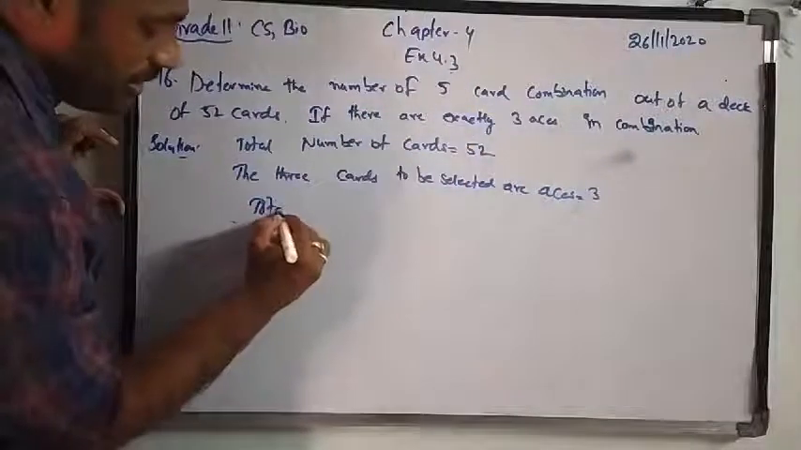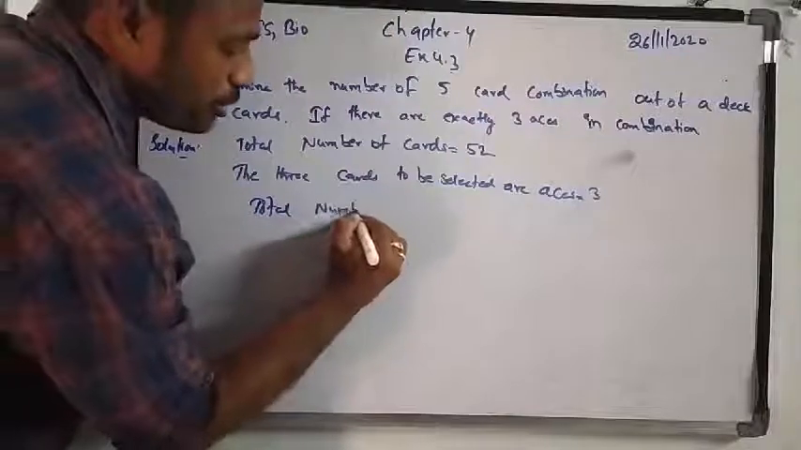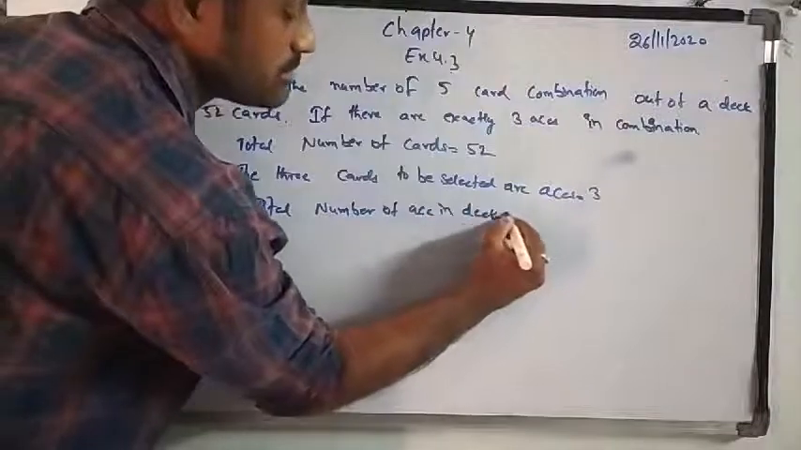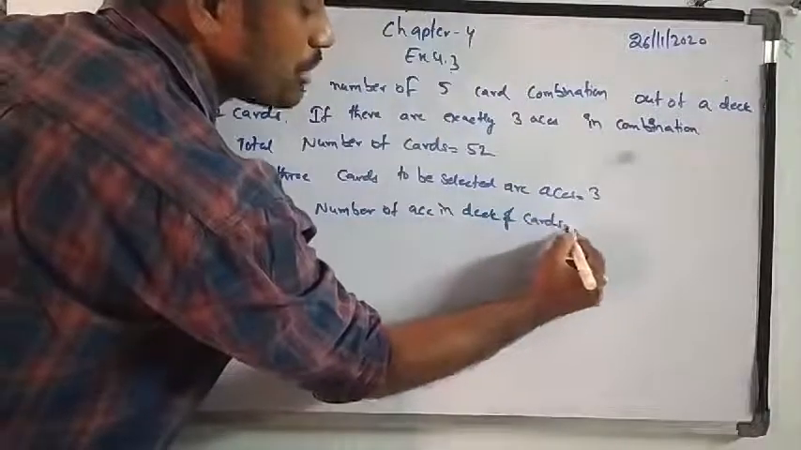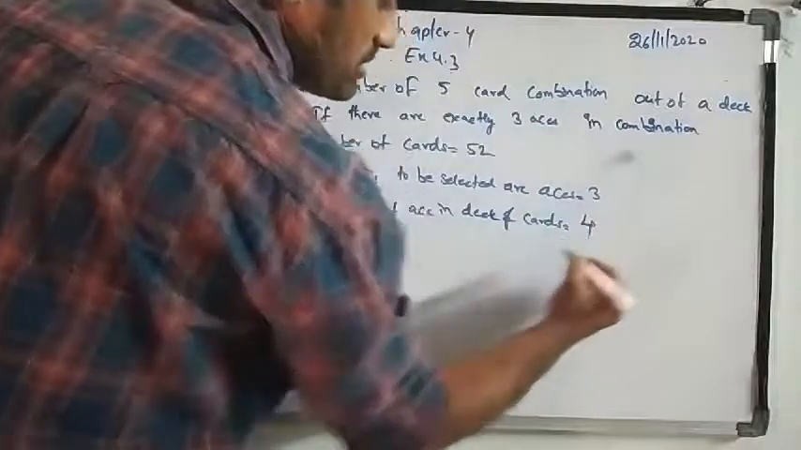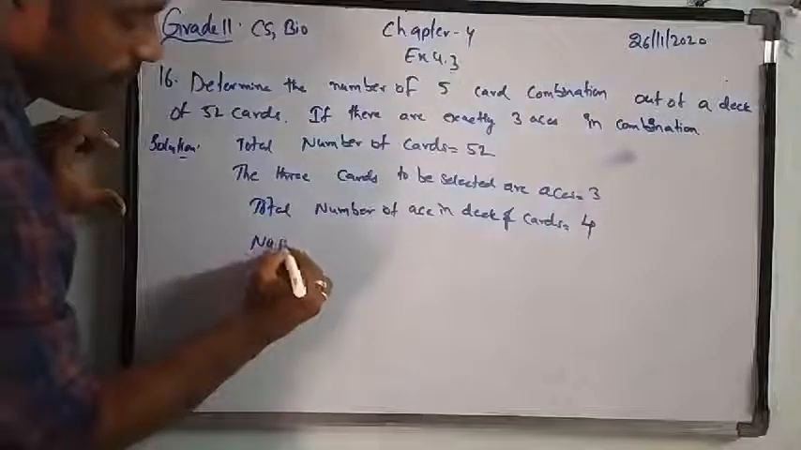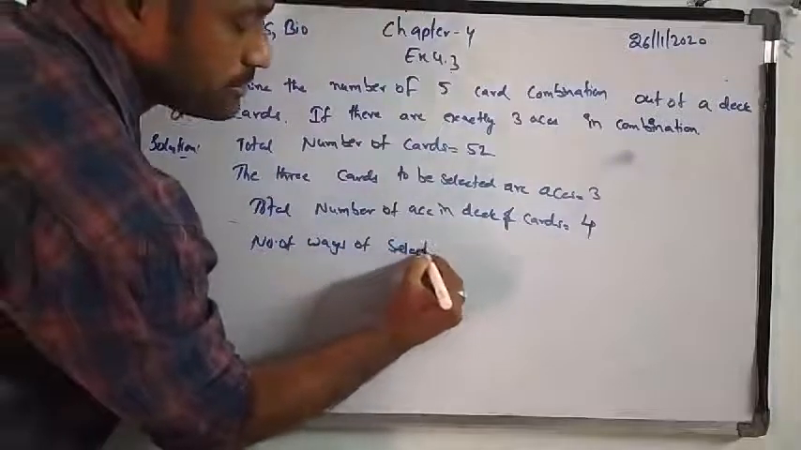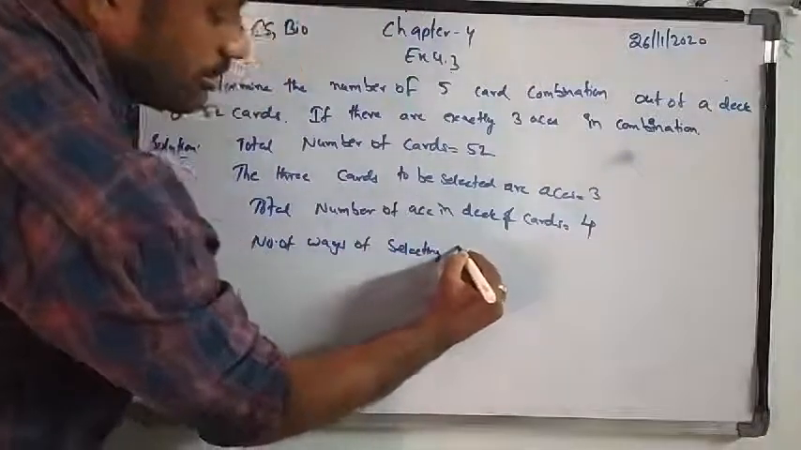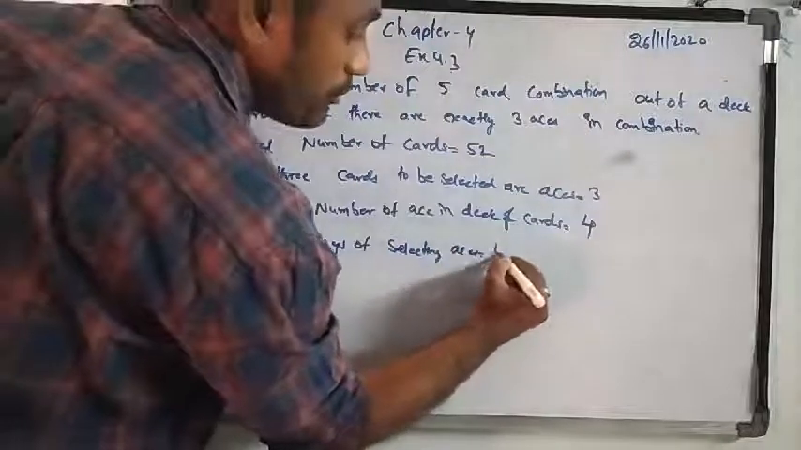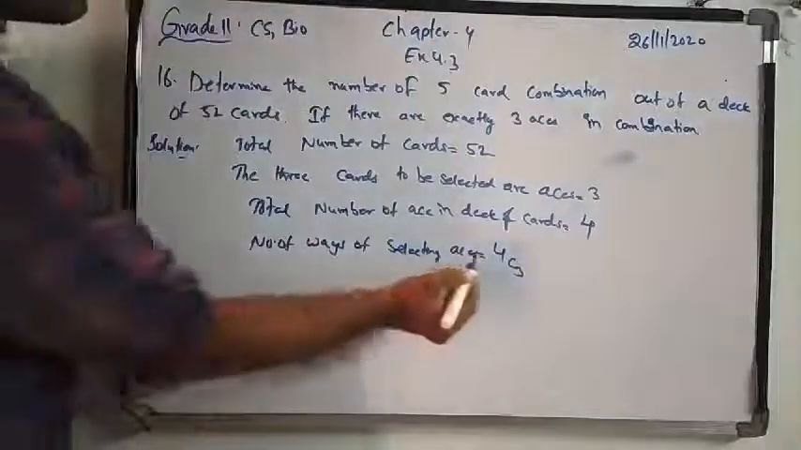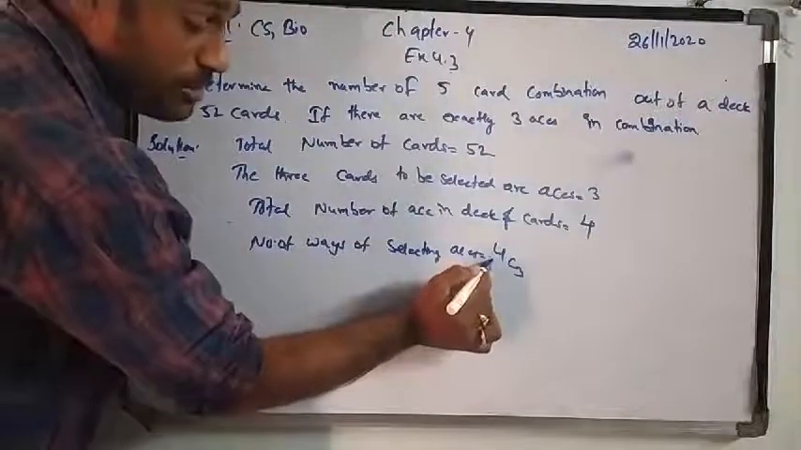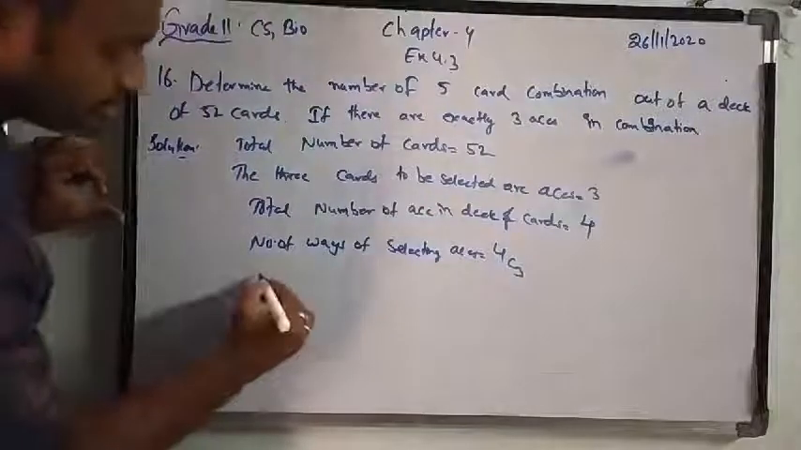So total number of aces. In a total deck of cards, the total number of aces will be 4. So number of ways of selecting aces is equal to 4C3 ways. So out of 4 aces, we are going to select 3 aces. So it can happen in 4C3 ways.